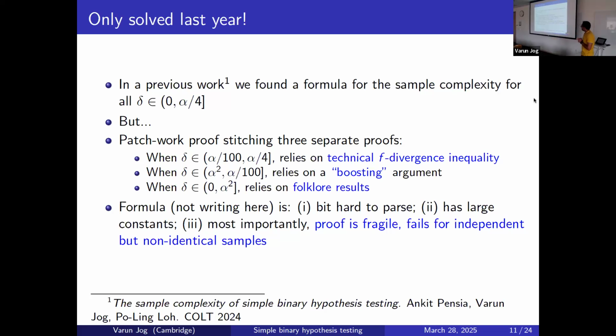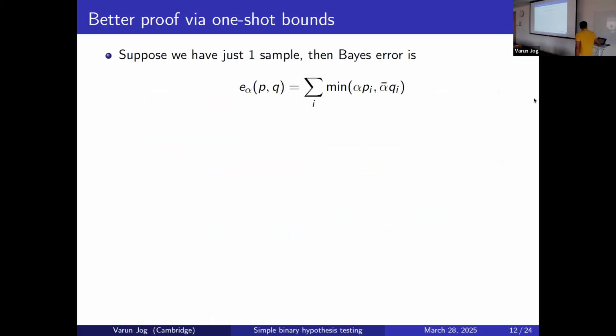And thirdly, this is what bothered me the most: the proof was very fragile. Which means that if you have independent but non-identical samples, then the proof breaks down. These kinds of situations arise very naturally in distributed hypothesis testing. Under a hypothesis P, you get n samples, P1 times P2 times Pn, and under Q, you get Q1 times Q2 times Qn. And this proof technique that we had could not handle that. Okay, so that's what we are trying to address here.